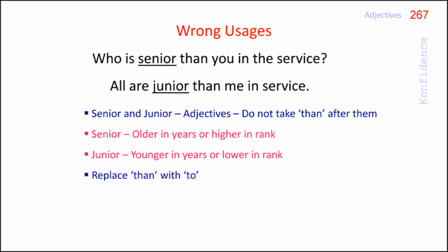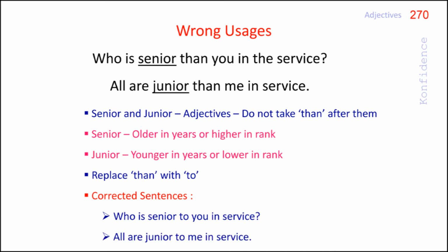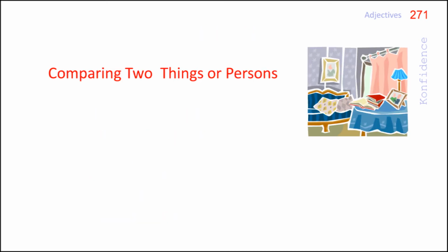So the given sentences are wrong. We must correct them as senior to and junior to. So the corrected sentences would be, who is senior to you in service? And all are junior to me in service. Two other adjectives in this nature are superior and inferior. Let us see how we can compare two things or persons.